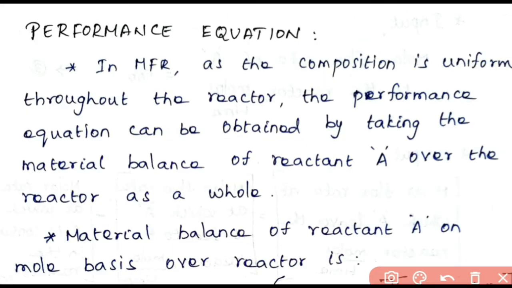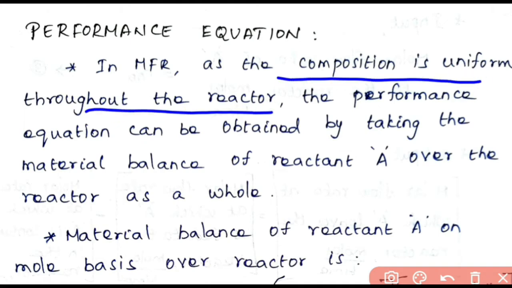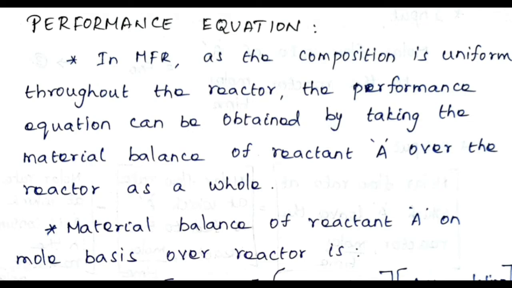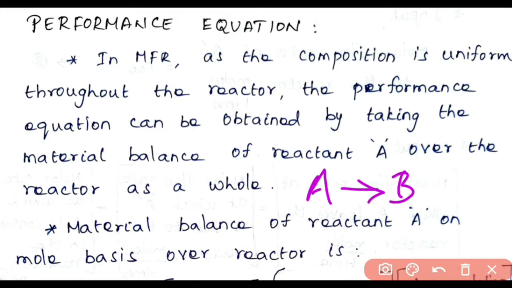Next we will see the performance equation of the mixed flow reactor. In a mixed flow reactor the composition is uniform throughout the reactor. So we can write the material balance of reactant A for the whole reactor. Then we are assuming that a single homogeneous reaction is taking place inside the reactor, for example, A gives B. Here A is the reactant and B is your product.